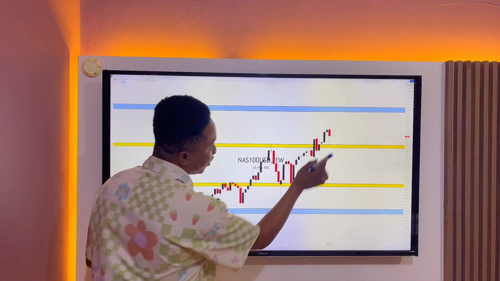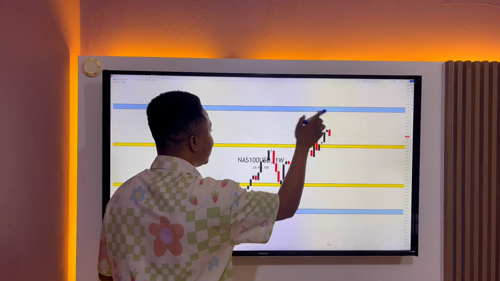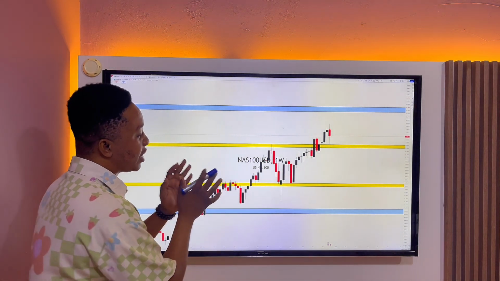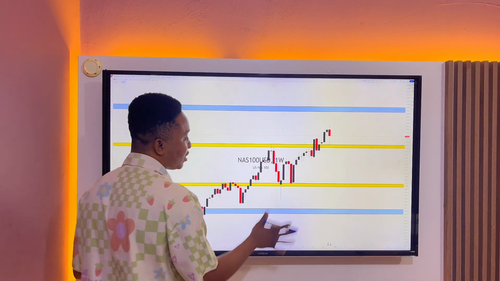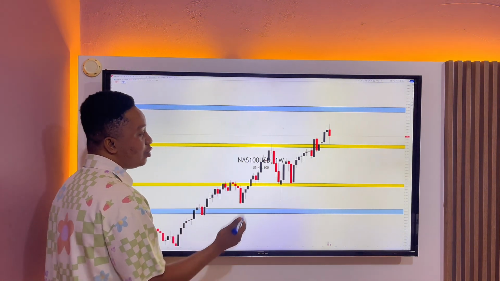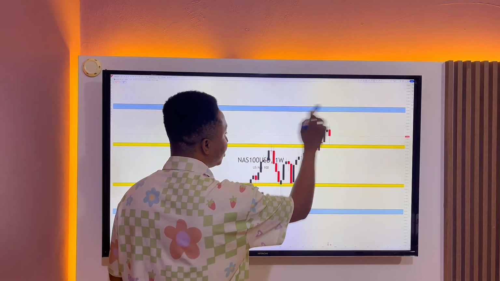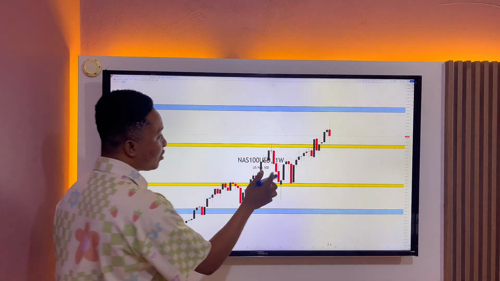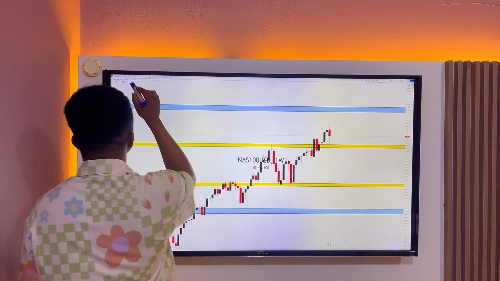So NAS 100, we are looking for the entry above this weekly resistance to go all the way to the next monthly resistance. So everything is clear here on the weekly because the weekly is also moving in the direction we predicted. Alright, now let's take it again to the daily time frame and understand what is happening here on the daily before we pick our entry to the monthly resistance level. So NAS 100, let's go to daily to continue with the analysis.